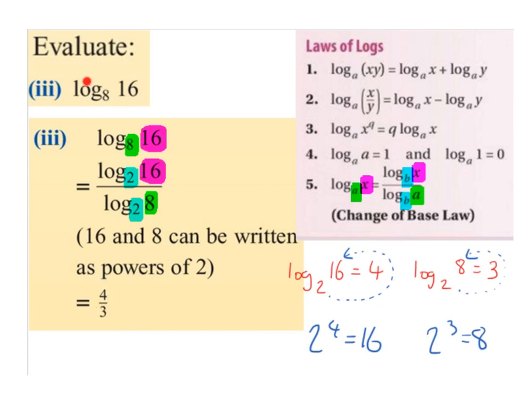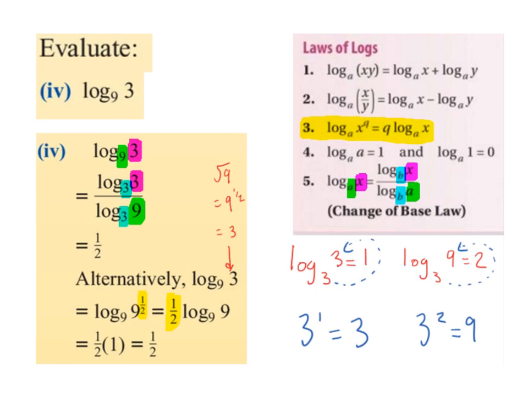So although we could have just put this into the calculator and got 4 over 3, it is important to be able to work these out in our heads. And having a base of 2 is very, very handy. So log base 8 of 16, we rewrote as log base 2 of 16 divided by log base 2 of 8, and we got 4 over 3.